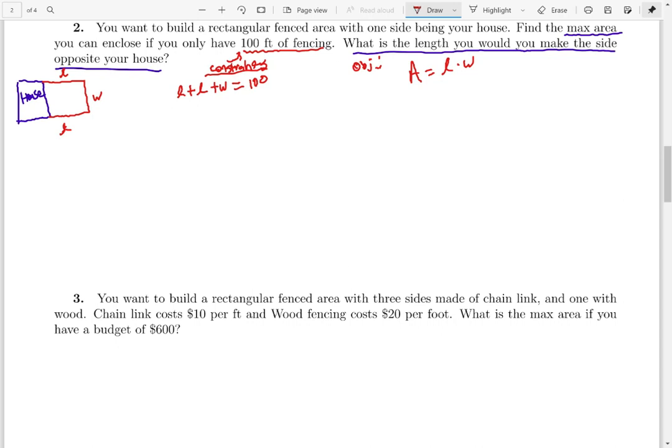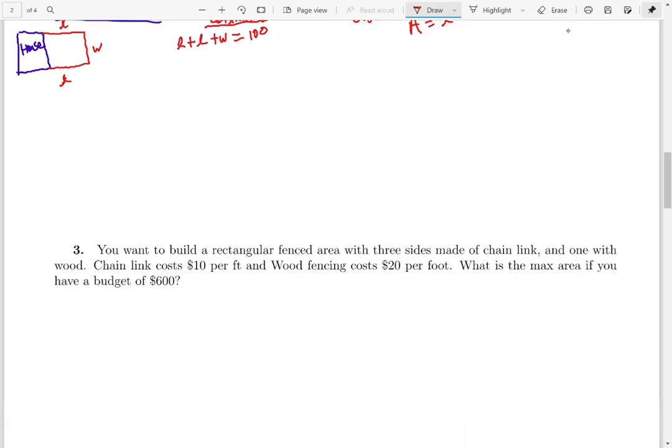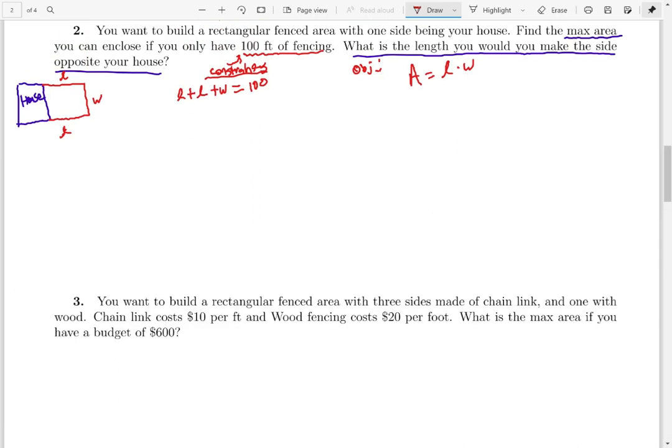At this point, I just need to solve for either L or W in my constraint and replace it. And it doesn't matter which one you solve for, whether you solve for L or you solve for W. Why don't we solve for L? Now, why am I choosing to solve for L? I remember that one of my questions is the length that you would make the side opposite your house, but in terms of my picture, that's W. And so when I answer the W question, I've answered half of my questions.